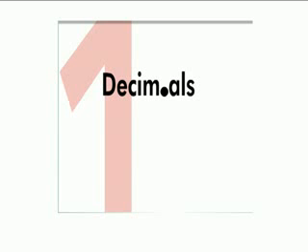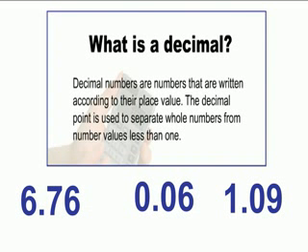This video is going to be an introduction to decimals. Alright, what is a decimal? Decimal numbers are numbers that are written according to their place value. The decimal point is used to separate whole numbers from numbers less than 1.